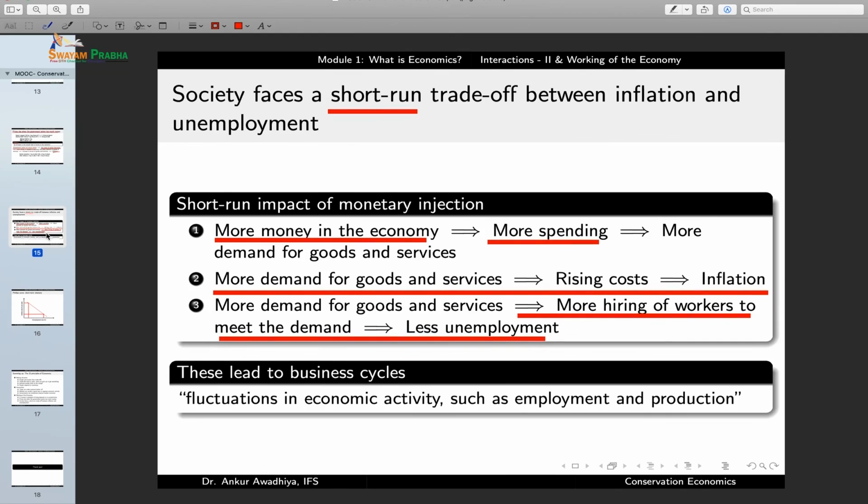And this also leads to business cycles, which is the fluctuations in the economic activity, such as employment and production. So, in the short run, when the government prints more money, there is inflation, which leads to more employment, and this employment also leads to more production. But then, because of inflation, after a while, people are negatively impacted, and so the government then shrinks the money back, it shrinks the economy, and with that, the level of inflation comes down. But together with that, the employment and production also comes down. So this is a short run trade off that the society always faces.